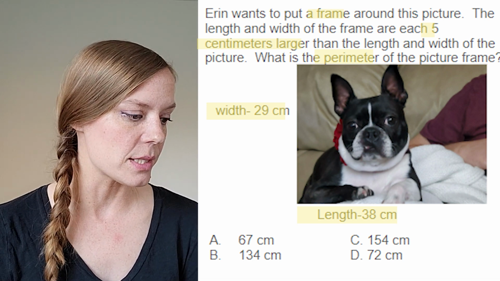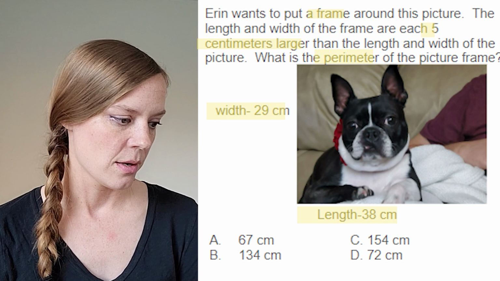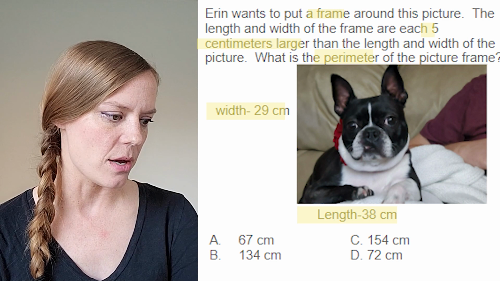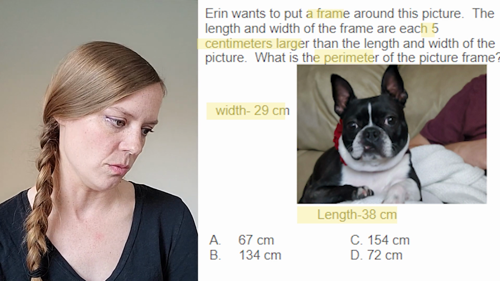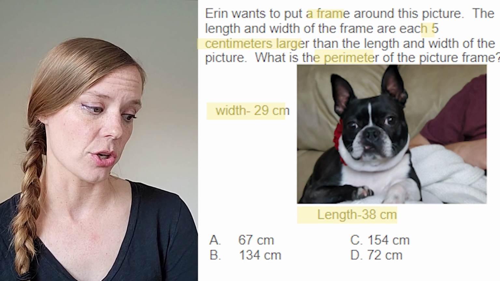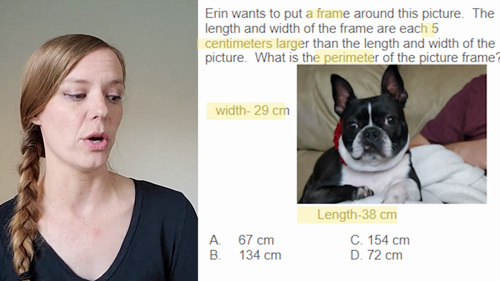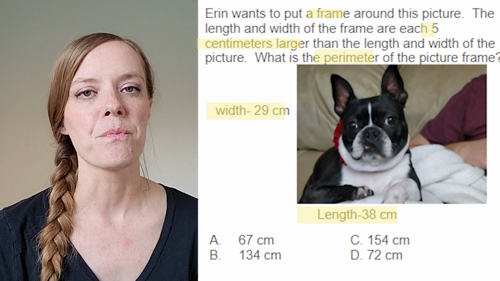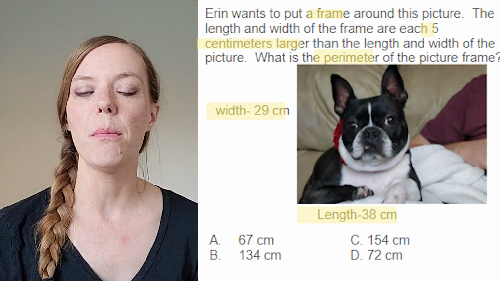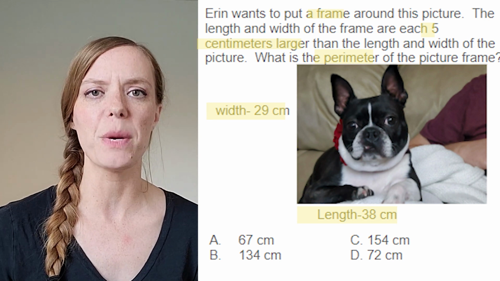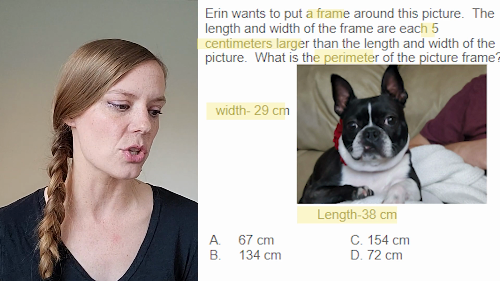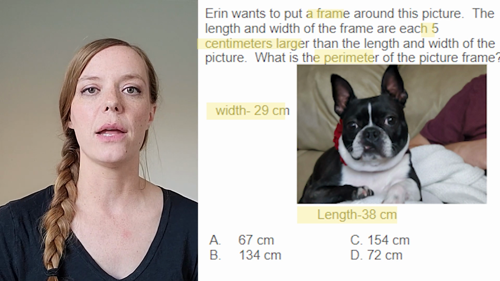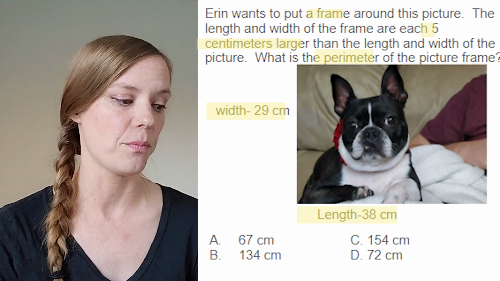Now, I can see in my answer choices that some of them are smaller. It looks like A and D are smaller, 67 and 72. B and C are larger, 134 and 154. So I think we're going to need to move over to the whiteboard and really tackle this problem and have some scratch paper or whiteboard next to the problem to help us draw it out and work with the numbers, and you can do that at home or at school too.